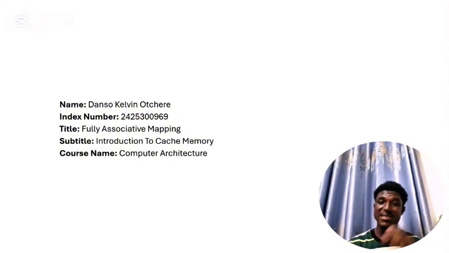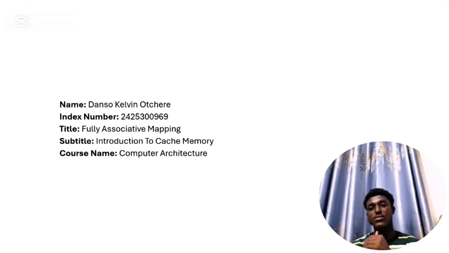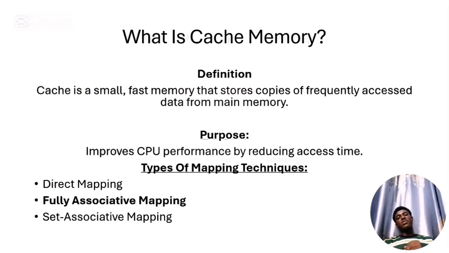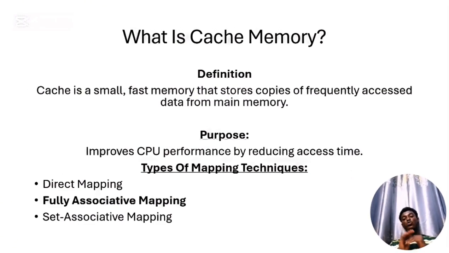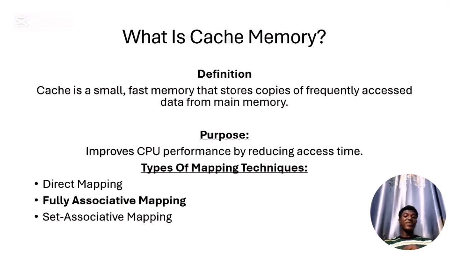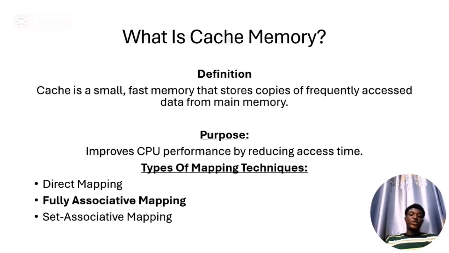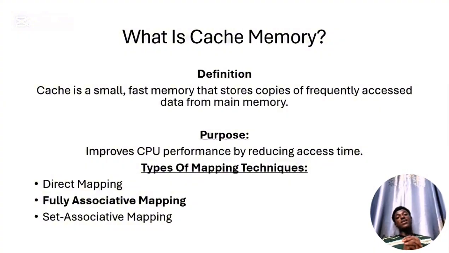This is an important concept in computer architecture, especially when it comes to speeding up memory access and improving CPU performance. So when we talk about cache memory, we say a cache memory is a small and fast type of memory that sits between the CPU and the main memory, and its job is to store frequently used data so that the CPU can access it quickly.